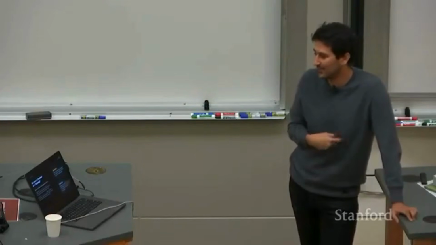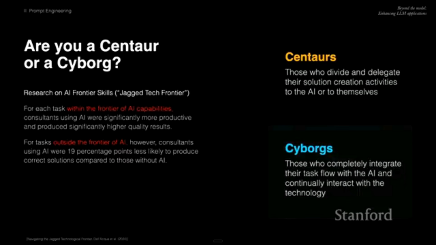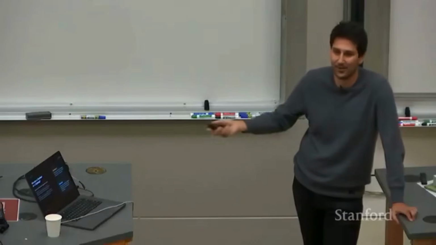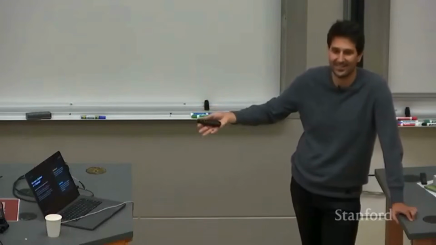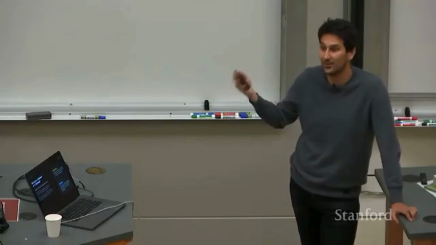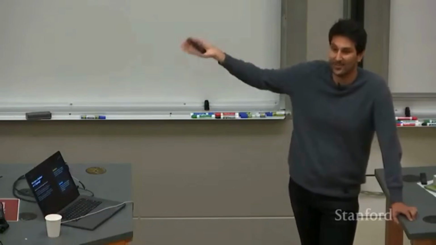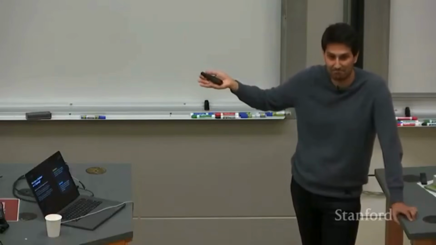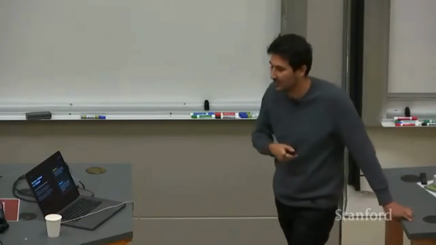Others would act as cyborgs. Cyborgs are fully blended bionic human robots, a human augmented with robotic parts. And those individuals would not delegate fully a task. They would actually work super quickly with the model, back and forth. I find that a lot of students are actually working more like cyborgs than centaurs. But maybe in the enterprise, when you're trying to automate a workflow, you're thinking more like a centaur. Yeah. That's just something good to keep in mind.